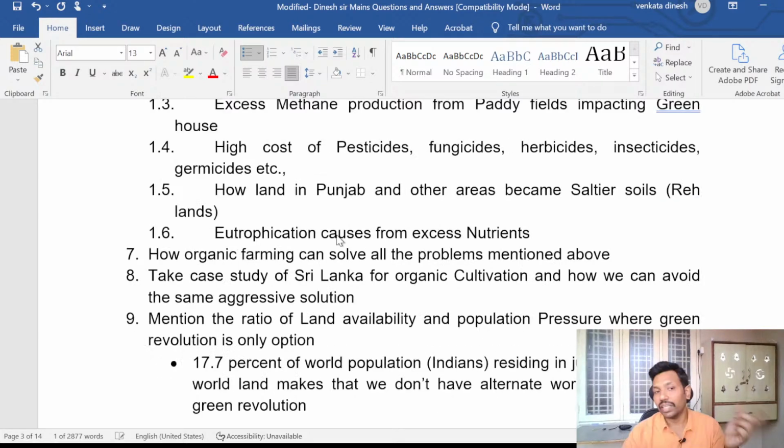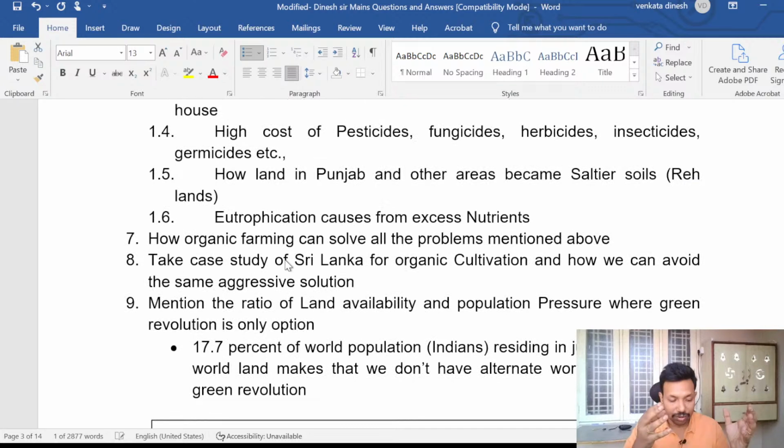You can even take a case study of Sri Lanka, because Sri Lanka overnight completely shifted to organic cultivation, and how that collapsed the whole agricultural economy. Agriculture collapsed, so the agricultural economy collapsed. Agricultural economy collapsing means that other economies also will collapse. The complete country has collapsed. So please don't take an aggressive solution or decision. Be medium term. Mention the ratio of land availability. See, this point is very, very important.